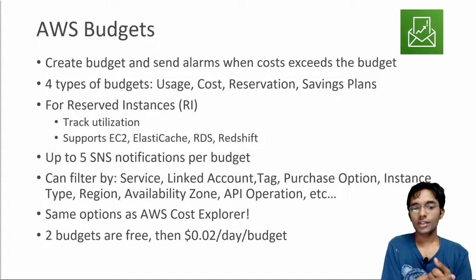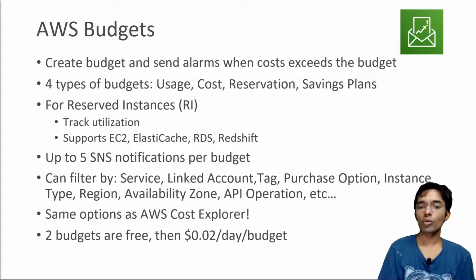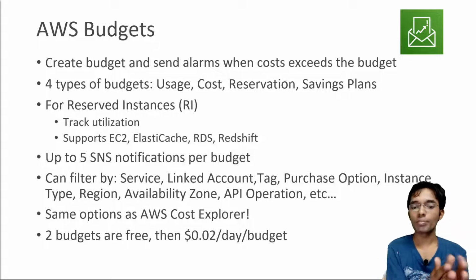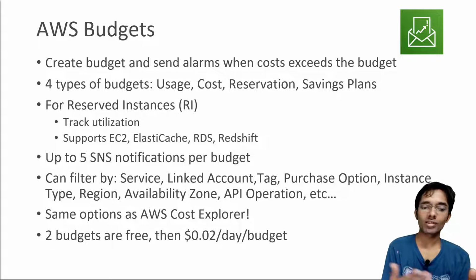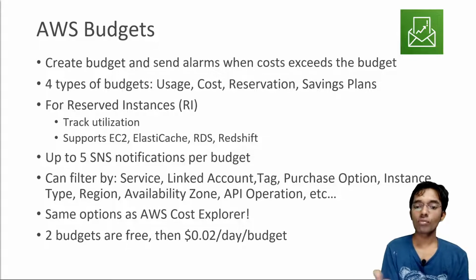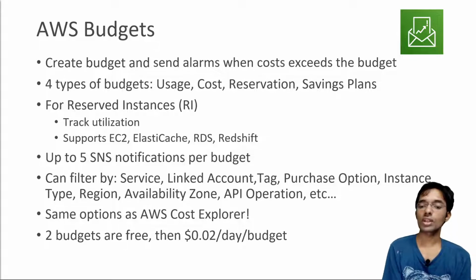Okay, so there are more tools to manage your cost in AWS. The first one is AWS Budgets. It will let you create budgets and then send alarms when the costs are exceeding your budgets, and it's a great feature. So you have four kinds of budgets. You can define the budget service. You have usage, cost, reservation, and savings plan. And so you define what you want for which type of budget, and then you will receive an alarm.